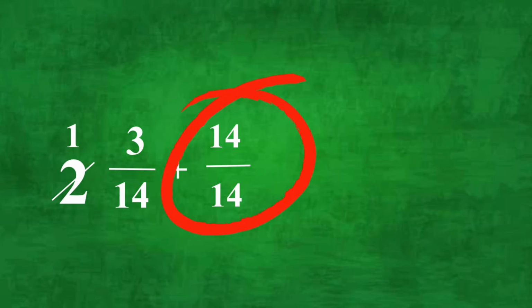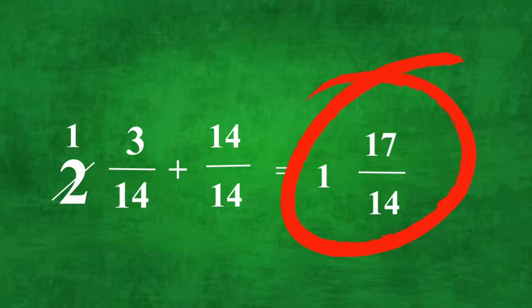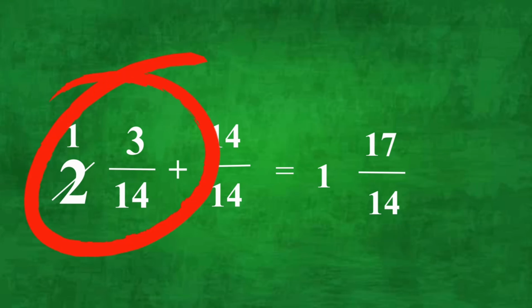To regroup, let us borrow 1 from 2. 2 will become 1. Then add the 1 that we borrowed from 2 to 3 over 14. That is 14 over 14. This is equivalent to 1. Then add. Copy 1. Then 3 plus 14 is equal to 17 over the common denominator, which is 14. Now 1 and 17 over 14 is equal to 2 and 3 over 14.